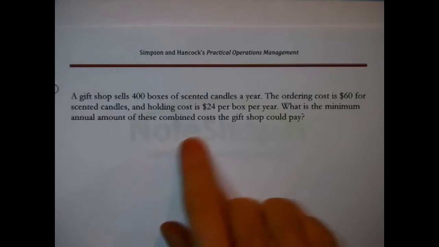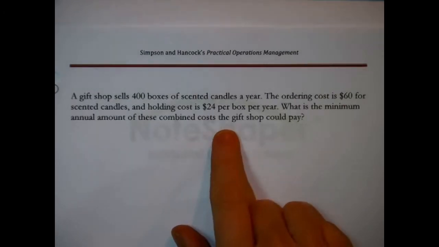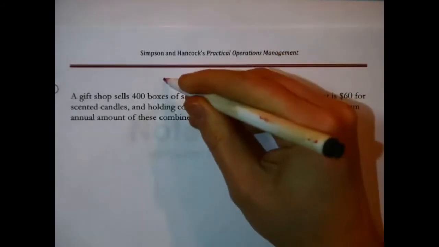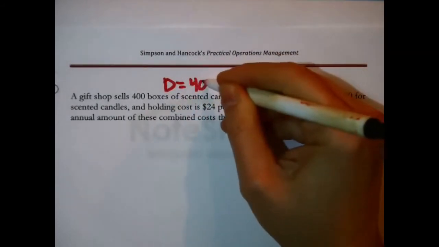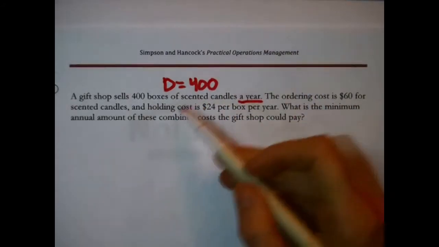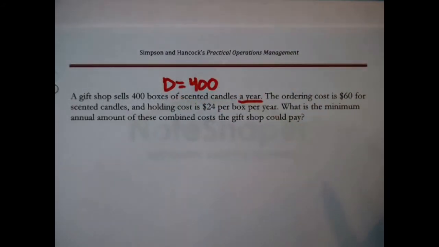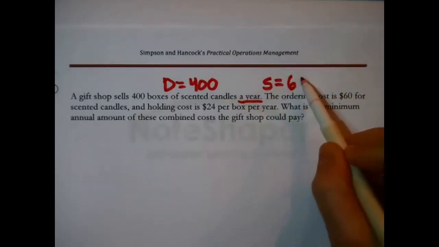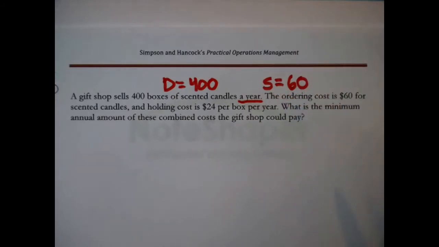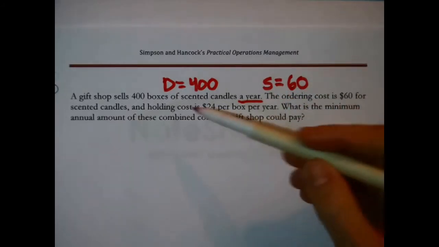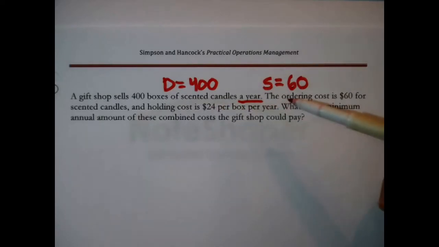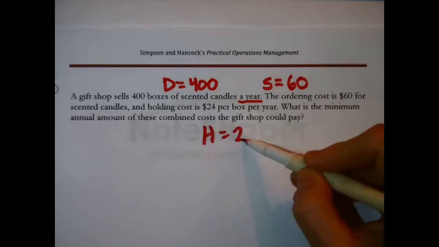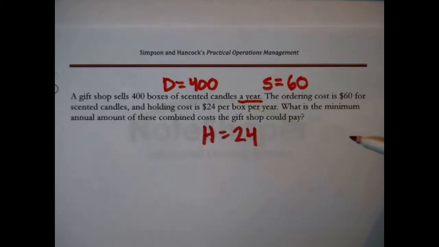A gift shop sells 400 scented candles a year. One of the things I notice is "a year," that sounds like annual demand. That's the little note I wrote to myself, capital D equals 400. Then the ordering cost is 60. That's usually our typical symbol S for the fixed cost of placing an order, and holding costs are $24 per box per year. That's the definition of H, the cost of holding one unit in inventory for 1 year: 24.